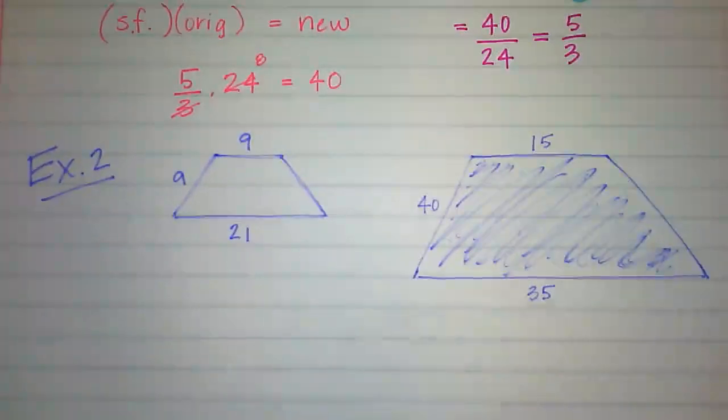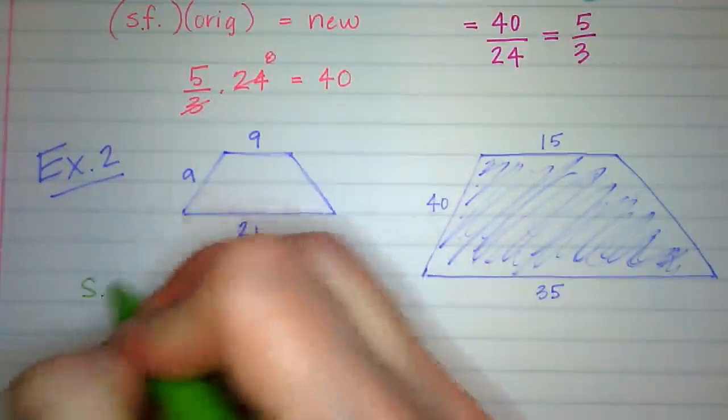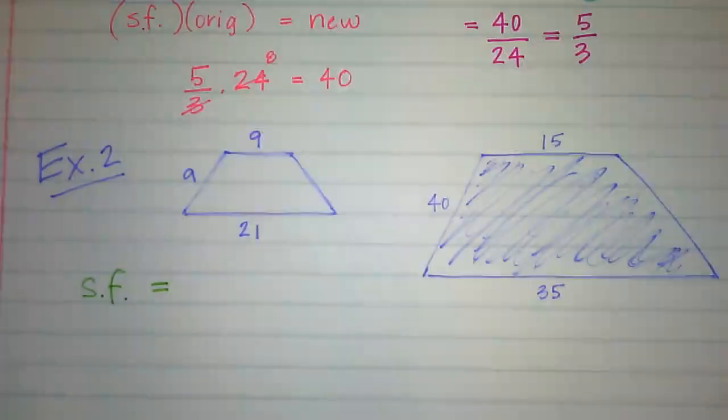That it really doesn't matter, and it doesn't have to be the first one either. So we're going to say that the original one is the shaded. Okay, so first thing that we need to do in order to find a missing side is to figure out what the scale factor is. So I am going to first find the scale factor.